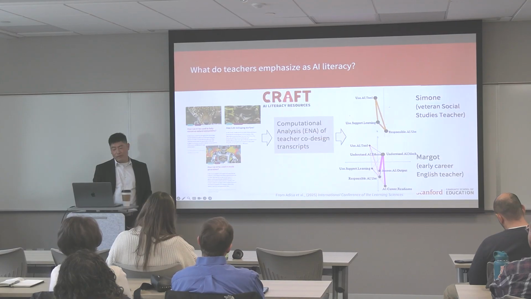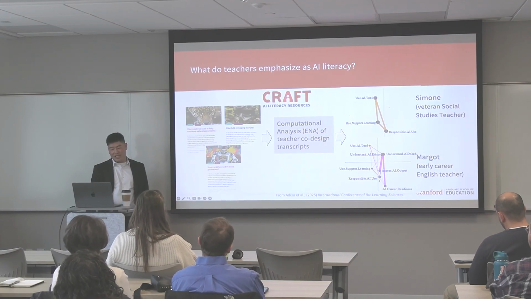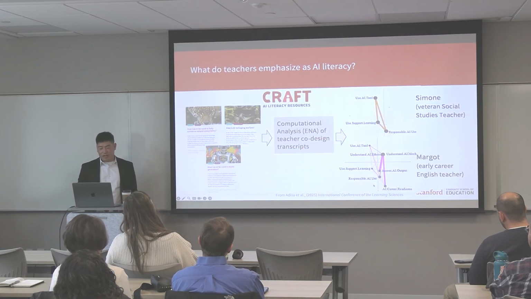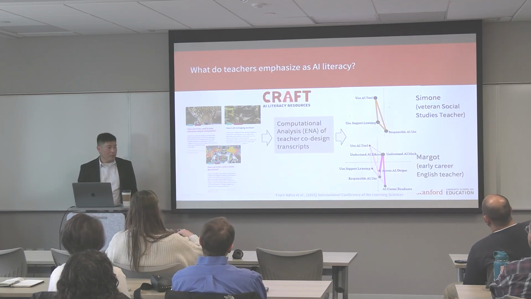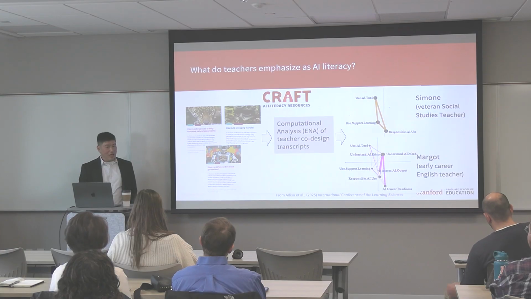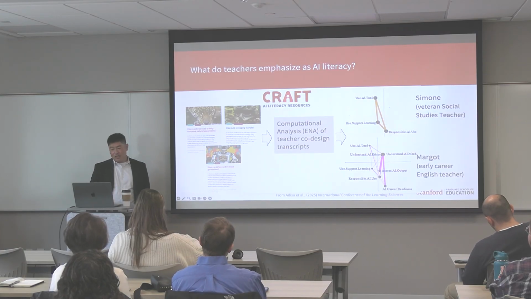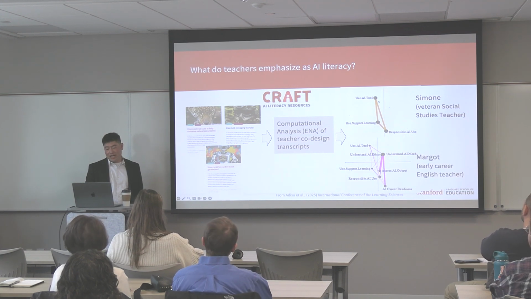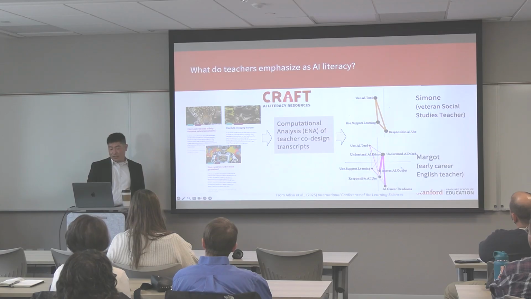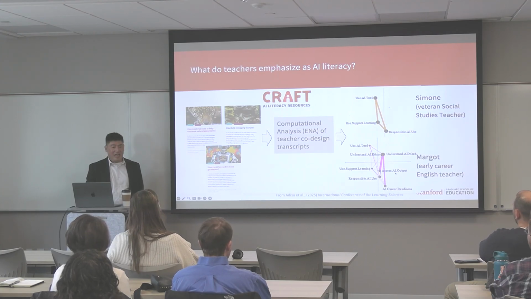So in this example, what happens from epistemic network analysis is you get these diagrams where I think it's fairly intuitive: the thicker the line, the bigger the dot, the more. And if the line is there, it's the co-occurrence or the connection of that. So Simone, a veteran social studies teacher, is really focusing on AI literacy, thinking about using AI as a tool, using it to support learning, and responsible AI use. Alternately, Margot, an early career English teacher, was more emphasizing understanding AI mechanisms, career readiness, and assessing AI output.